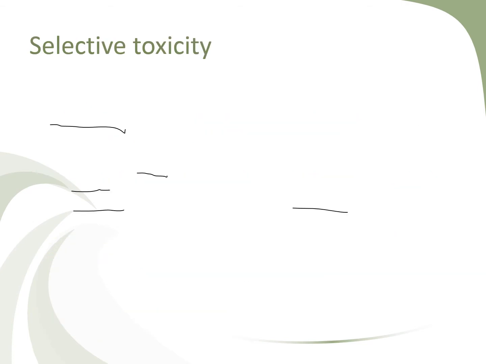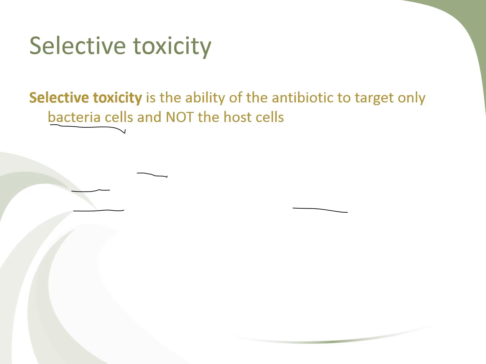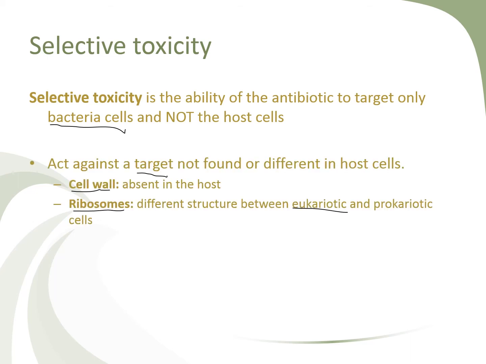Okay, another term that we need to know is that antibiotics have selective toxicity. What's that? It is the ability of the antibiotic to target only bacterial cells and not the host cells. So why is that? Because we need the drug to kill or to inhibit bacteria cells, not our own cells. That's the main property of the antibiotics.